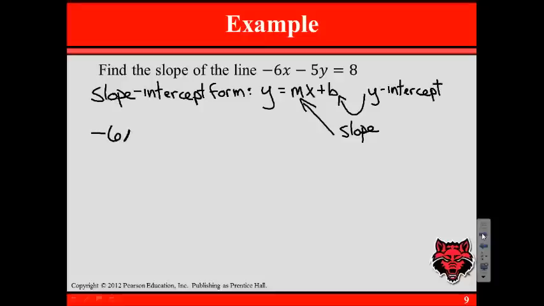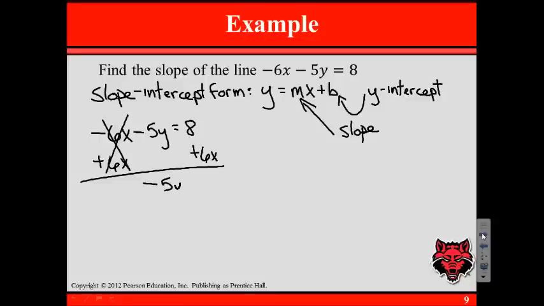We started with -6x minus 5y equals 8. We start by isolating 5y. So we move 6x to the other side. The opposite 6x's cancel. And we're left with -5y equals 6x plus 8.